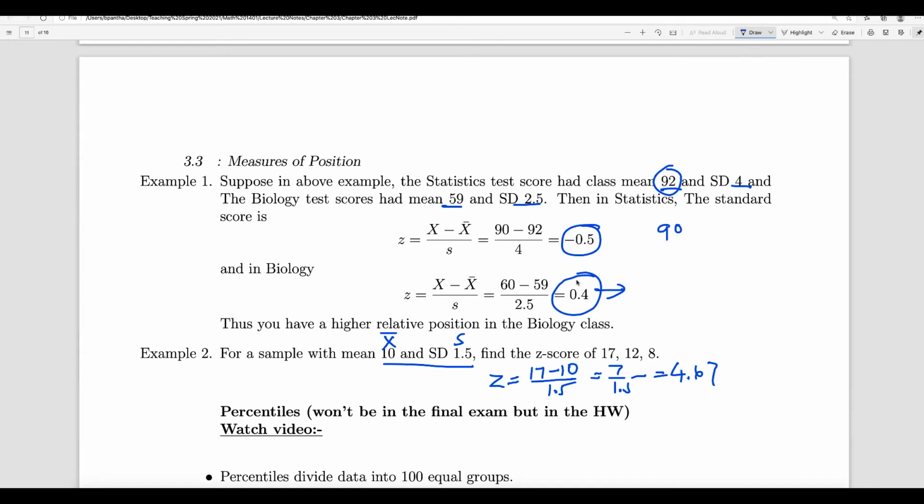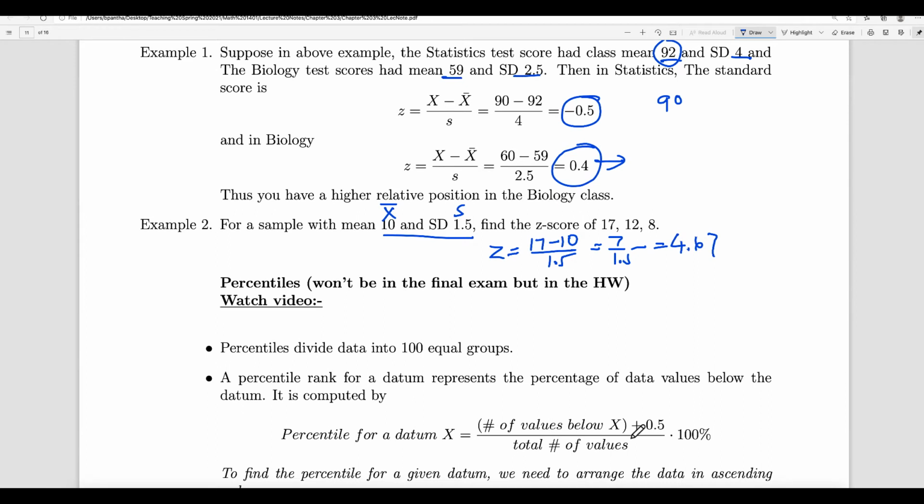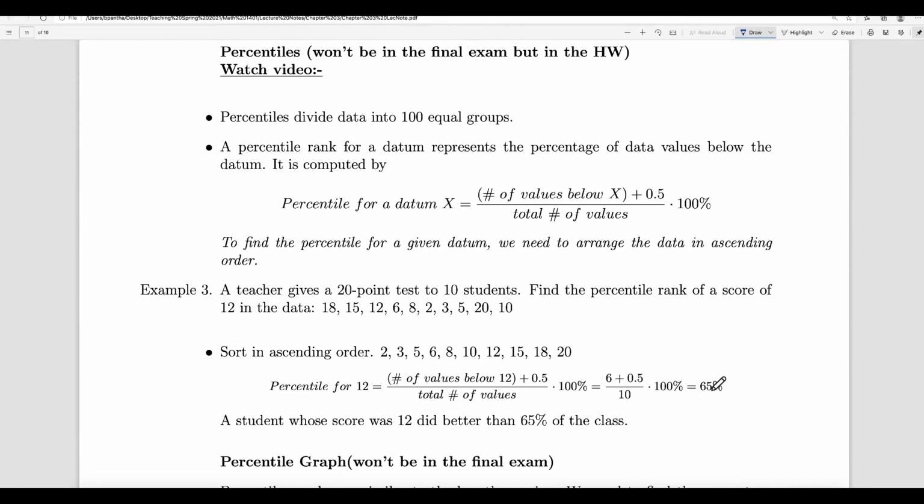Okay. So the next measurement for position is percentile. We don't ask about percentile in the final exam, but you need to know it because we ask it in the test and the online homework. So let us talk about what percentile is. Percentile divides the data into 100 equal parts. A percentile rank for a datum represents the percentage of data values below the datum. Meaning if your grade is at the 95th percentile, what does that mean? That means in the class, 95% of the grades are below your grade. That's what it means.